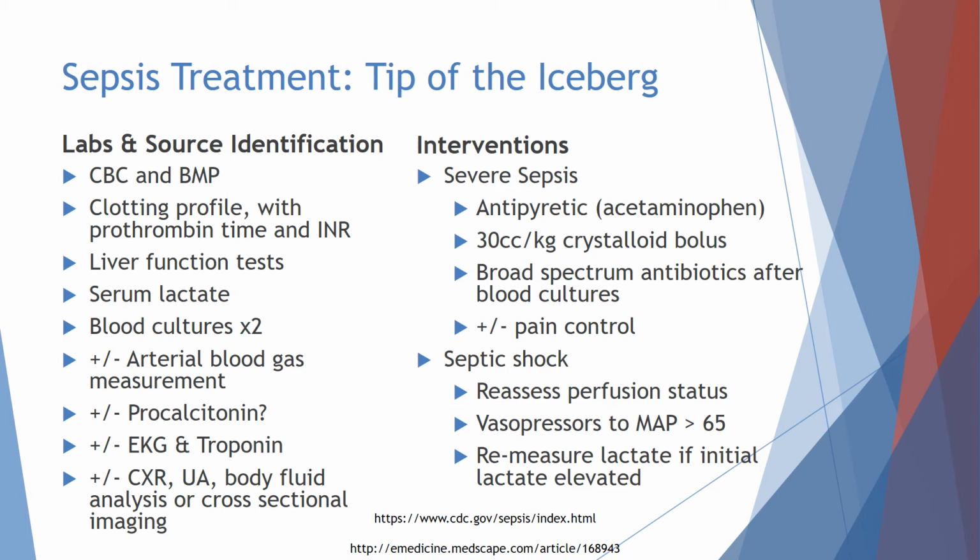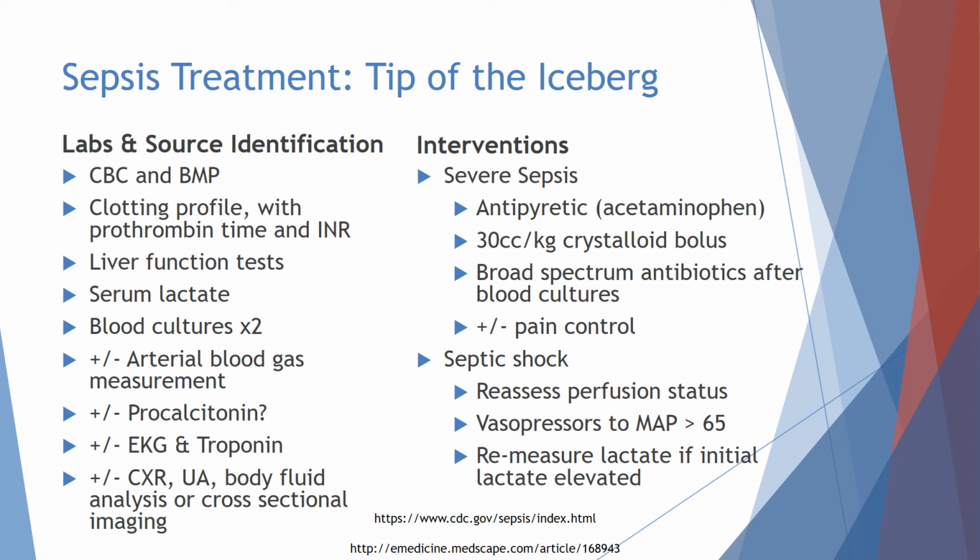In terms of the interventions, for severe sepsis, we're going to be bringing down that fever with something like acetaminophen. Once they meet severe sepsis, we'll be administering a 30 cc per kilogram crystalloid bolus. That can be normal saline or lactated ringers. And then after blood cultures have been drawn, broad spectrum antibiotics. And of course, a full body infection is painful. You'll want to be focused on pain control as well.